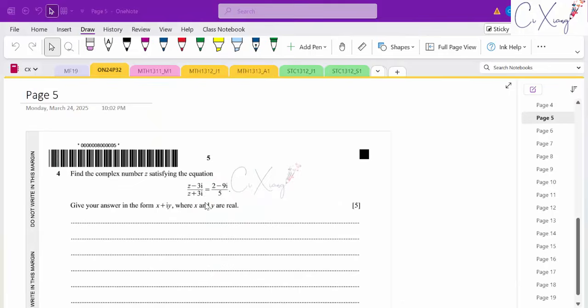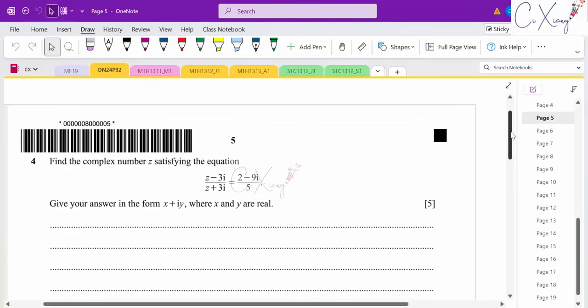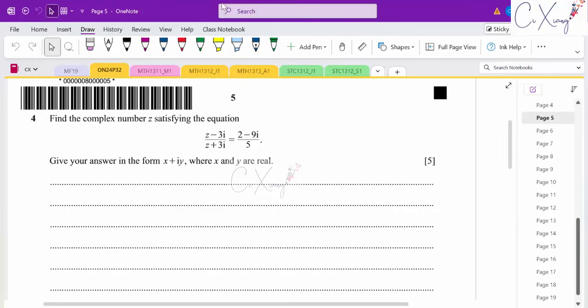Now we solve question. So we are now at question number 4. They want us to find the complex number z that's satisfying the equation. Okay, this is the equation that we have. And you need to take note that z is a complex number, yeah? Okay, so give your answer in the form of x plus iy, where x and y are real. So let's find out the z. So you know that z is actually x plus yi.